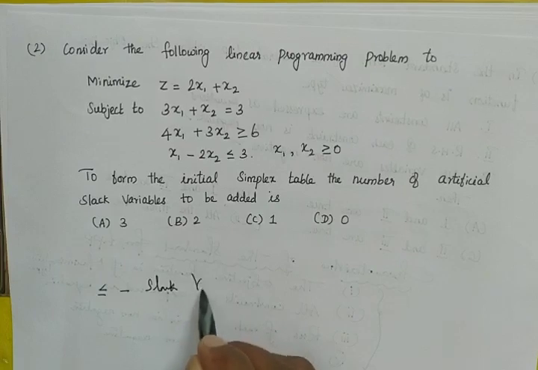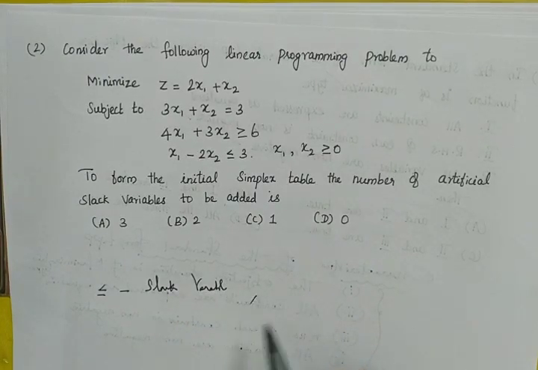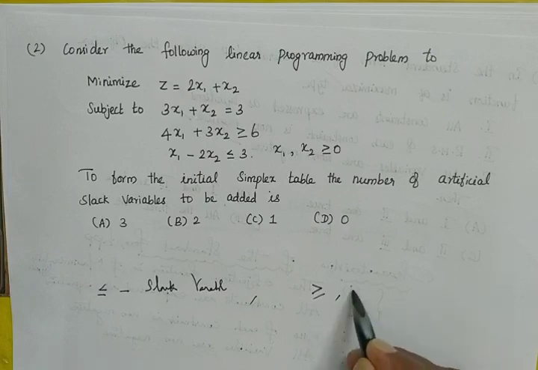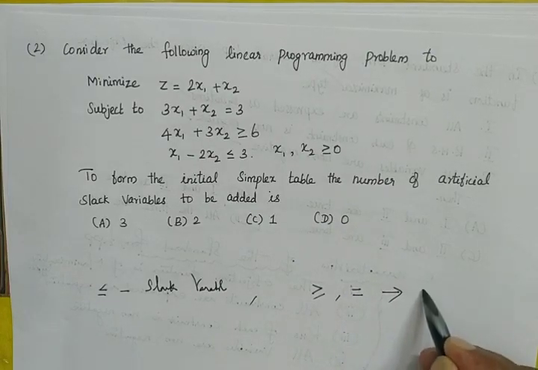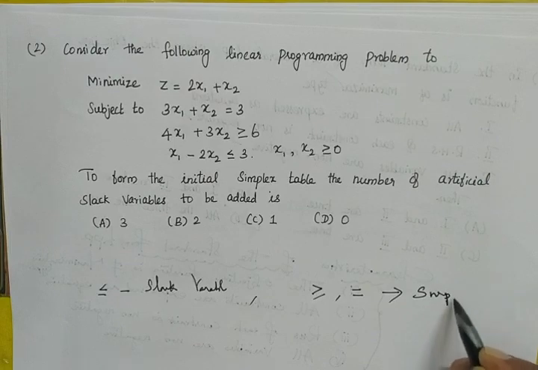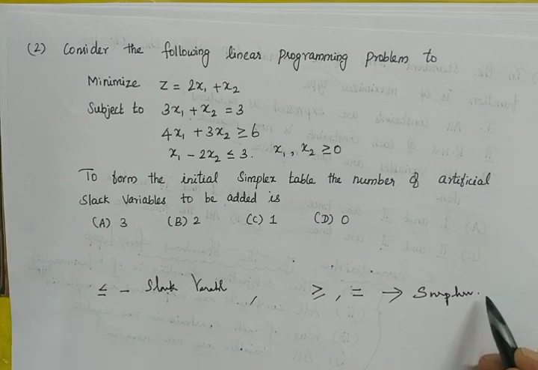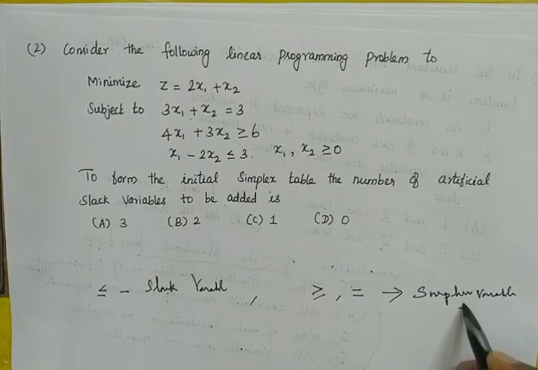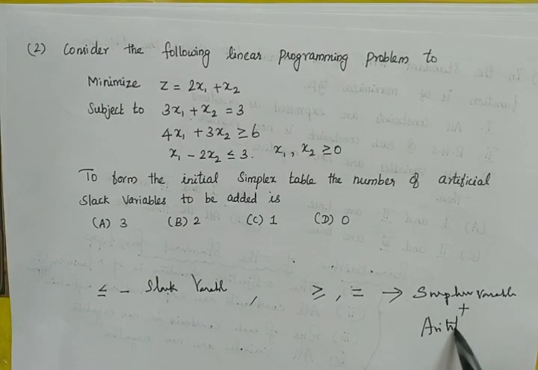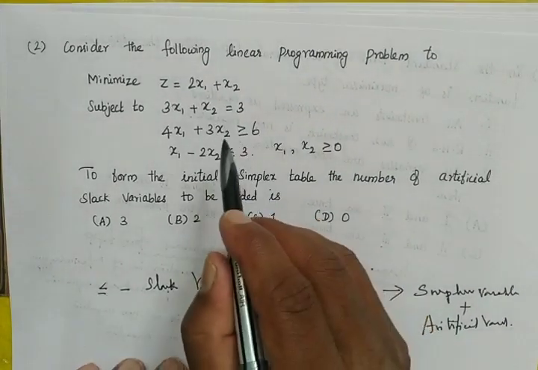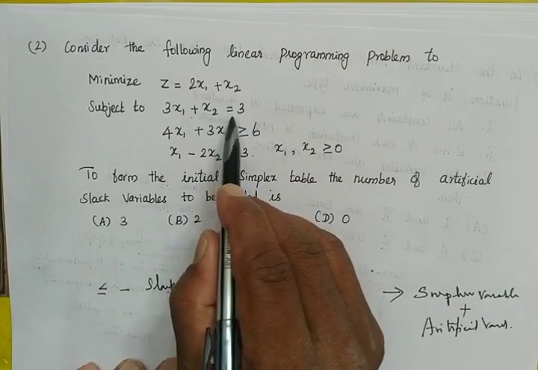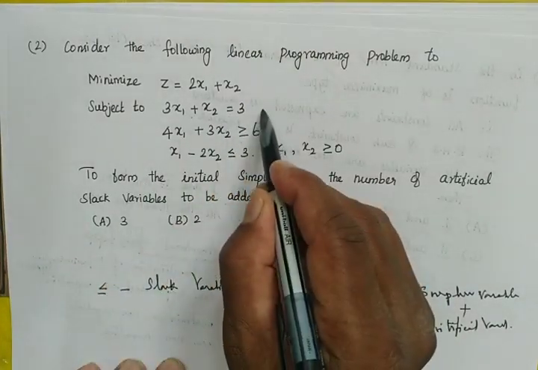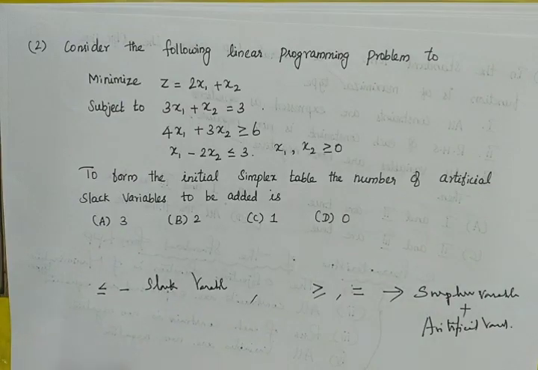If less than or equal to comes, the variable introduced is called the slack variable. If greater than or equal to comes, you introduce a variable called the surplus variable. A surplus variable never comes alone; along with it we introduce an artificial variable. Now in this problem's constraints, one is an equality. In this place you introduce an artificial variable.